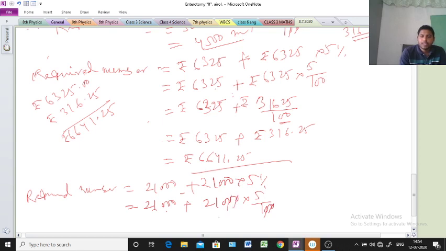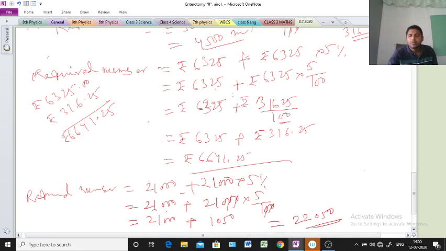Here 0 0 will be cancelled. After that, 21,000 plus 210 into 5. 200 into 5 is 1,000, and 10 into 5 is 50, so 1,050. Okay, and we will do the addition, so 21,000 plus 1,050, that means 22,050 will come, that is the answer. Clear? That is the required number. Clear everyone? Understood?